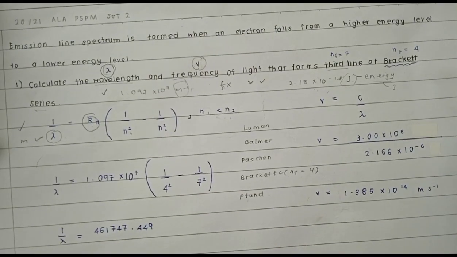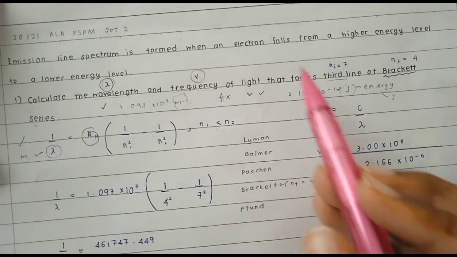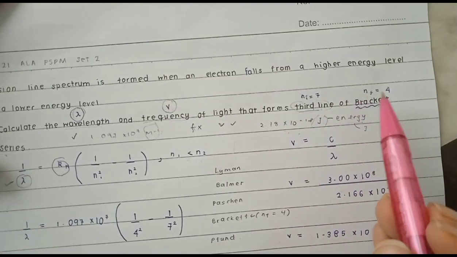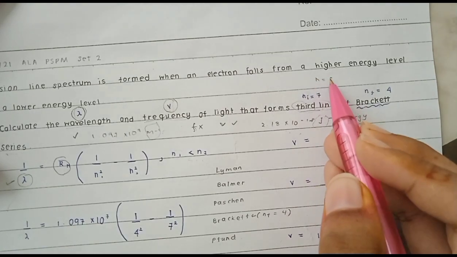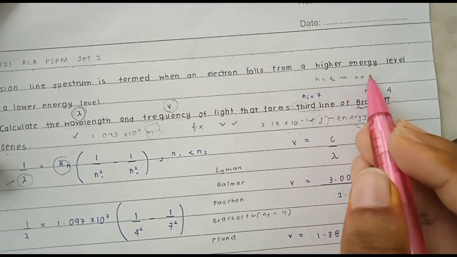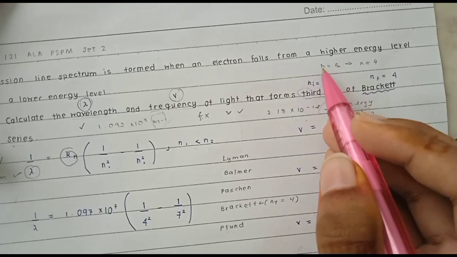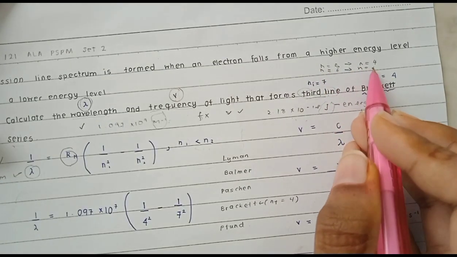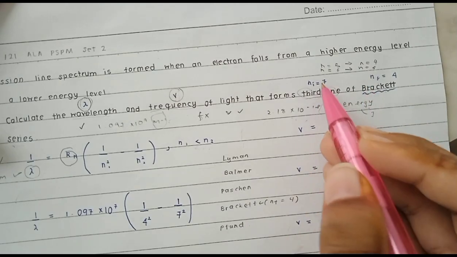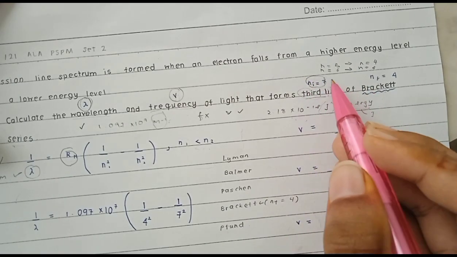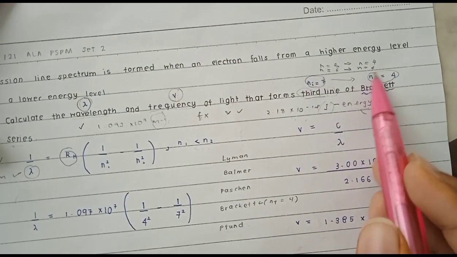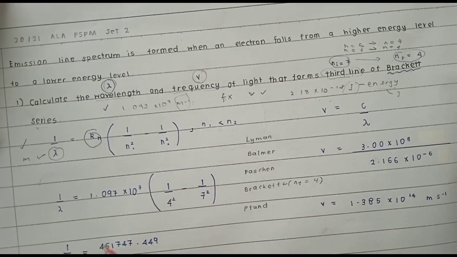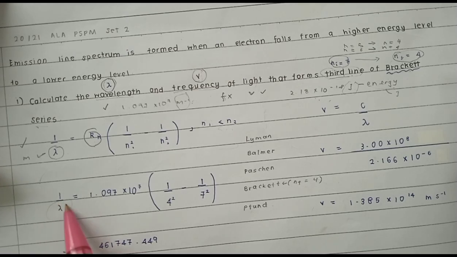Here they say third line. So the first line will be n equals 5 to n equals 4. The second line will be n equals 6 to n equals 4. So the third line will be n equals 7 to n equals 4. So we have the n final and the n initial, and we can calculate the wavelength.